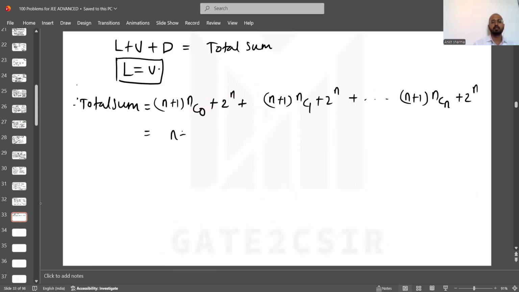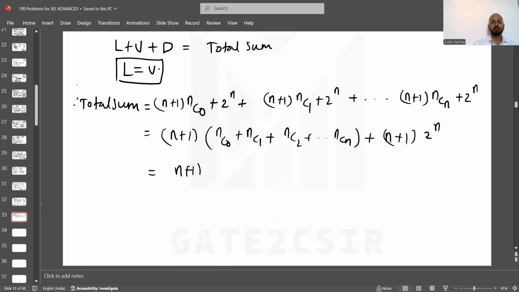That means I can take n plus 1 common. Then again I get nC0 plus nC1 plus nC2 and so on up to nCn, plus n plus 1 times 2 to the power n. This will give me n plus 1 into 2 to the power n, plus n plus 1 into 2 to the power n. So this will be 2 to the power n plus 1 into n plus 1. This is my total sum.